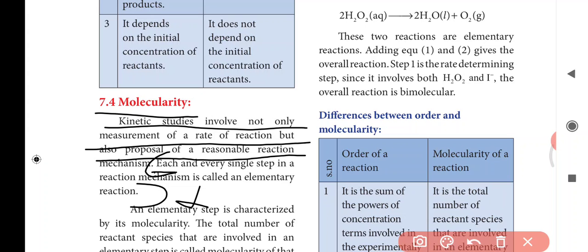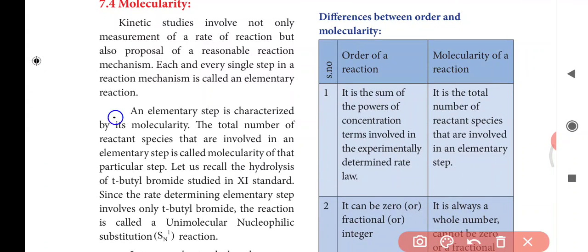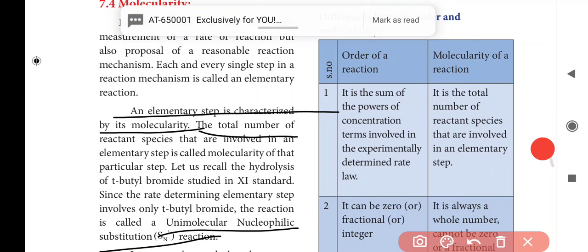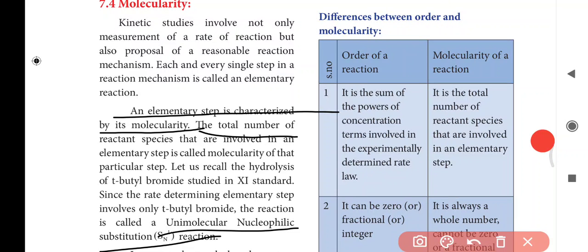An elementary step is characterized by its molecularity. The total number of reactant species that are involved in an elementary step is called the molecularity of that step. Let us recall the hydrolysis of tertiary butyl bromide, studied in 11th standard. Since the rate determining elementary step involves only tertiary butyl bromide, the reaction is called unimolecular nucleophilic substitution, or SN1 reaction. By seeing SN1, you will get the molecularity.